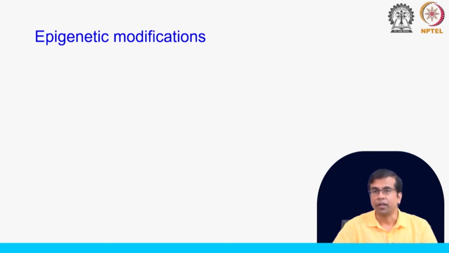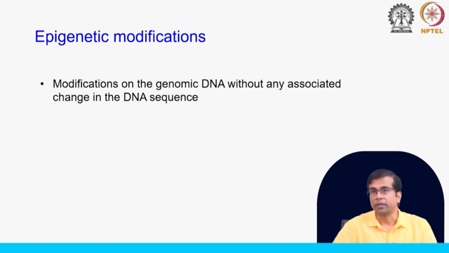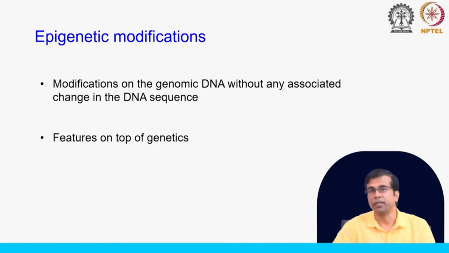So, let us now start with the epigenetic modifications, right, and what are epigenetic modifications, what are the different types of epigenetic modifications, that is something I will introduce. Okay. So, epigenetic modifications are modifications on the genomic DNA that are not associated with any change in the DNA sequence. Okay. So, these modifications would not change the DNA sequence, right. It will not change the ATGC bases, it will simply add on something to the genomic DNA, right. So, it will add something extra to the genomic DNA, and that is why it is called epigenetic, right. So, it is features on top of genetics. Okay. So, it is not changing the sequence itself, it is adding something on top of the genetics, on top of the genomes.